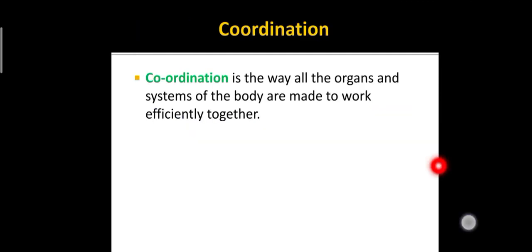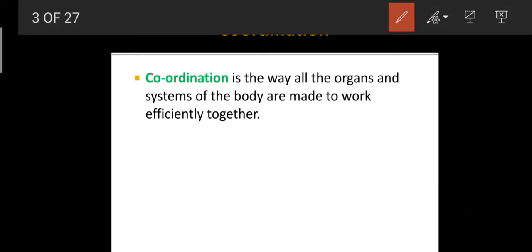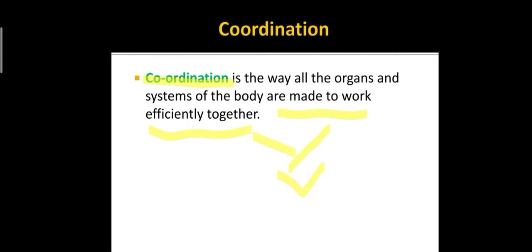Firstly we will talk about coordination. What is coordination? Coordination is the way all the organs and systems of the body are made to work efficiently together. So coordination is the process through which different organs or systems of the body work together and they work efficiently. This process is known as coordination.